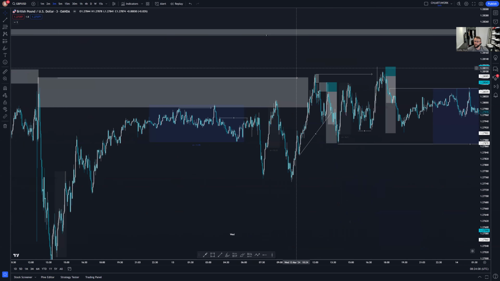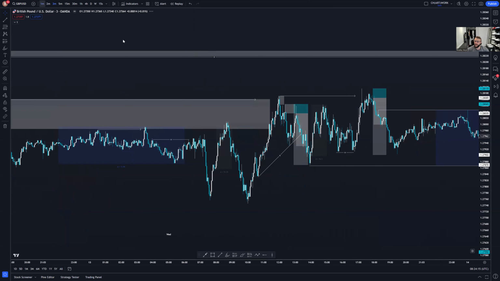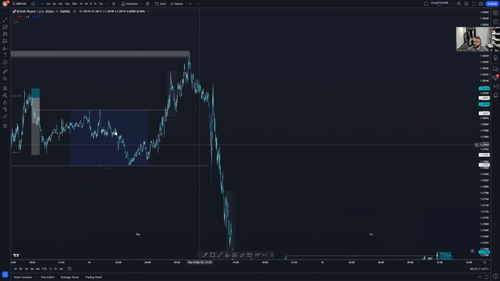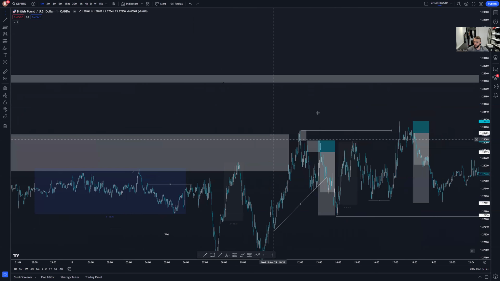We ended up getting that push back up. We got a medium 15-minute inducement, which is what we like to see. And then we got an entry model on our 1 minute here, which gave a really nice entry. Now, we went on the charts at this time, a bit later in London. We weren't looking specifically here.